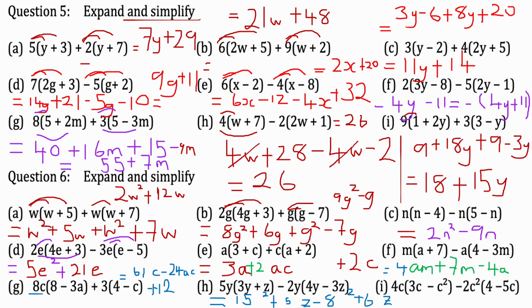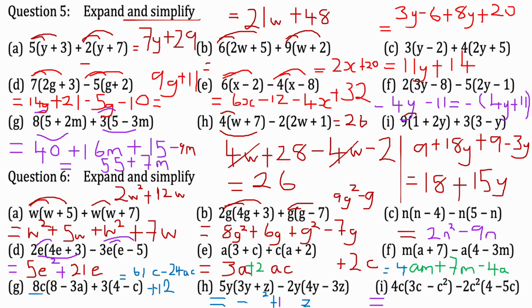Collecting our like terms, 15y squared minus 8y squared goes to 7y squared when you simplify that. And then 5yz plus 6yz goes to 11yz. Last one, guys, for today's video.